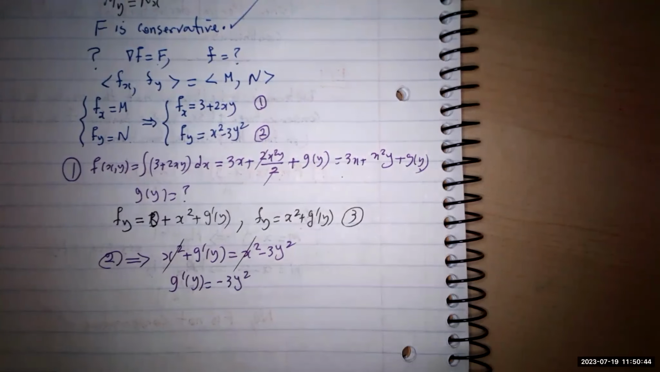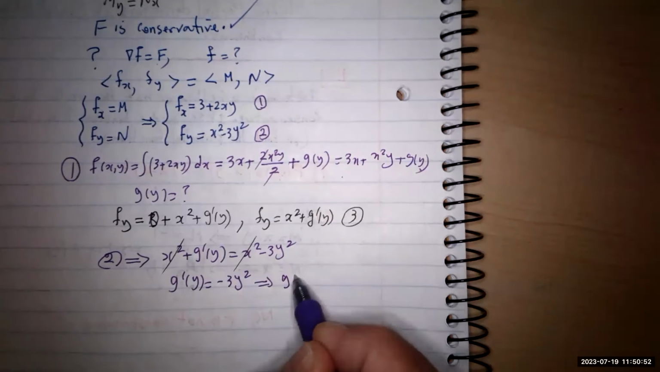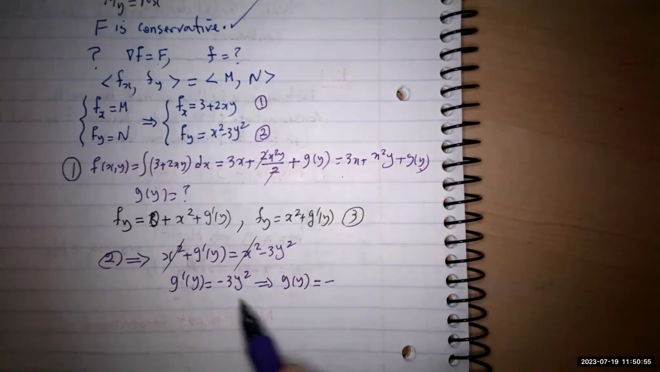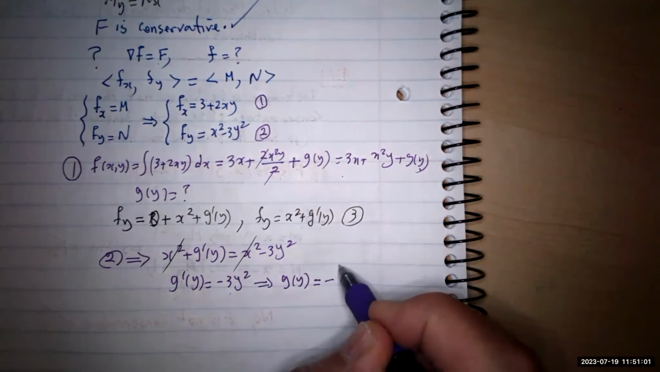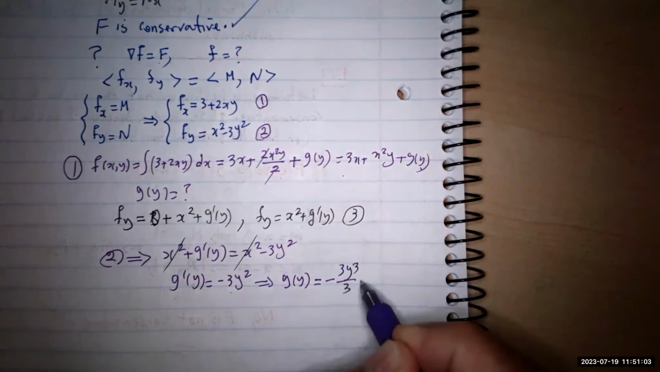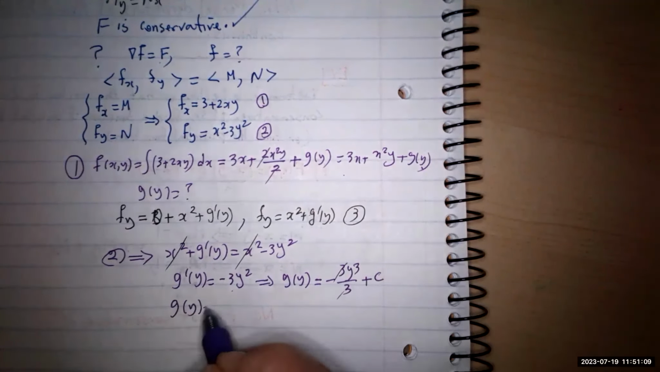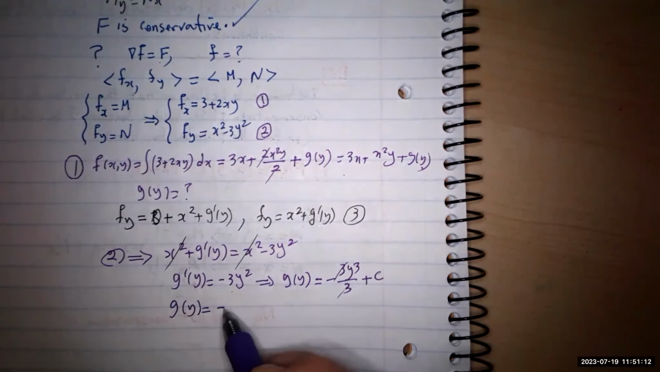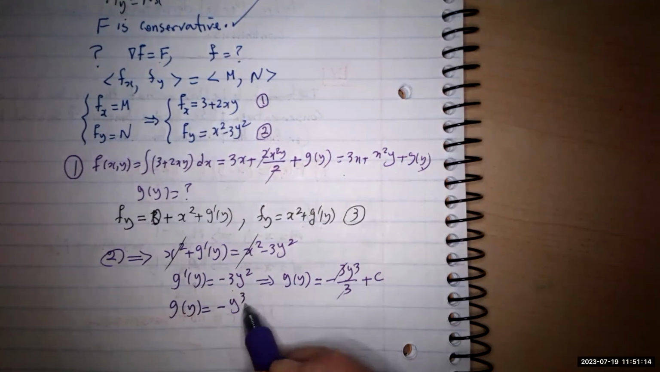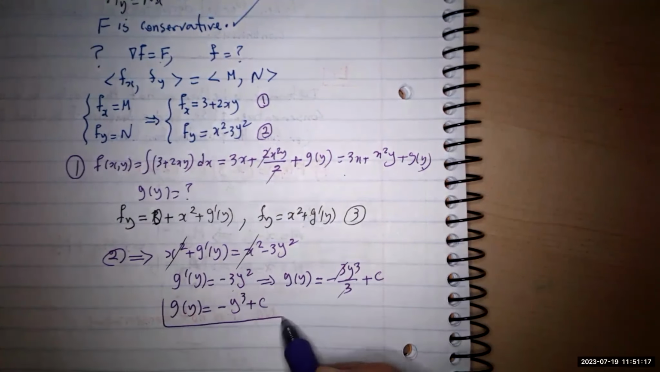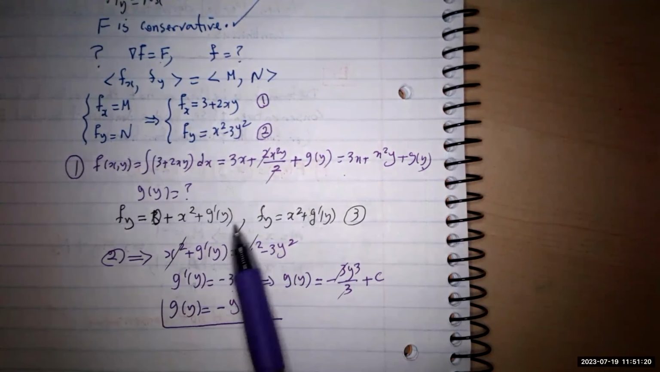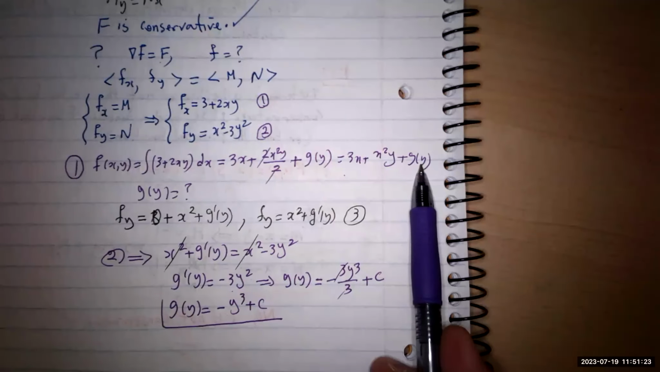So I integrate to get the g function. That gives me g of y equal to minus 3y cubed over 3 plus the constant c. The 3 and 3 cancel out, so g of y is going to be equal to negative y cubed plus c. That's it. So go back and substitute the g of y here. That gives you your function.